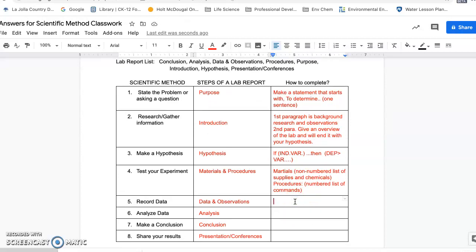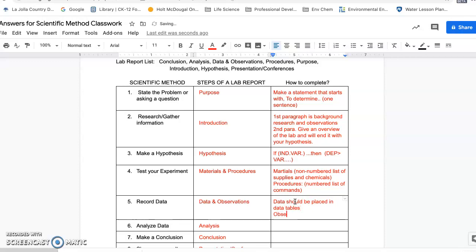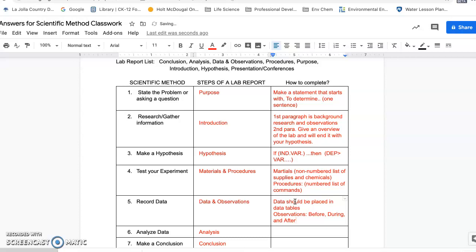Your data should be in data tables. And your observations should be for before you start the lab, during the lab, and after the lab.